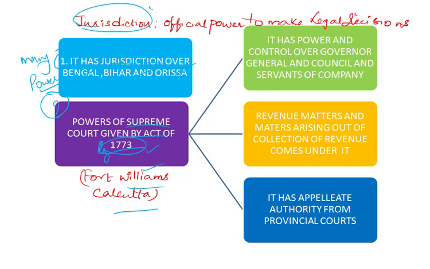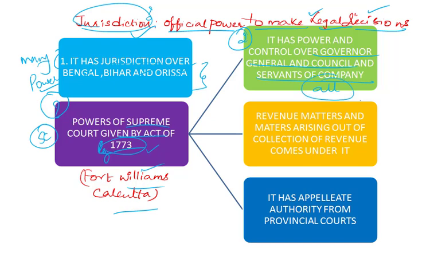What is meant by jurisdiction? Jurisdiction means official power to make legal decisions and pass judgments. So the Supreme Court has official power to make legal decisions on these areas and pass judgments related to them. It also has power over the Governor General and his council, and all the servants of the company come under the jurisdiction of the Supreme Court. The second power of the Supreme Court is that each and every revenue matter which arises during the collection of the revenue should come under the Supreme Court.